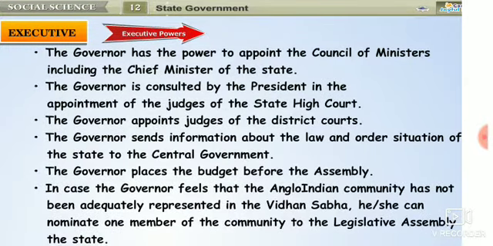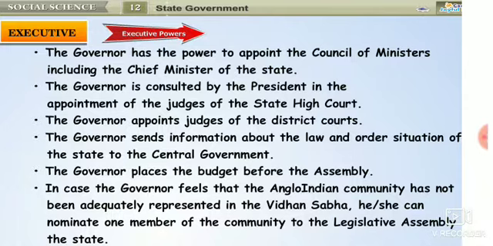Executive powers. The governor has the power to appoint the council of ministers, including the chief minister of the state. The governor is consulted by the President in the appointment of the judges of the state high court. The governor appoints judges of the district courts. The governor sends information about the law and order situation of the state to the central government. The governor places the budget before the assembly.